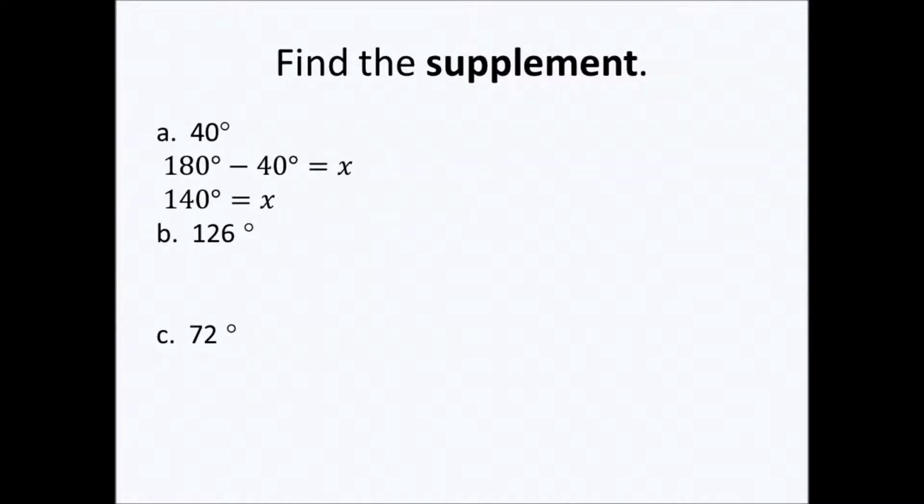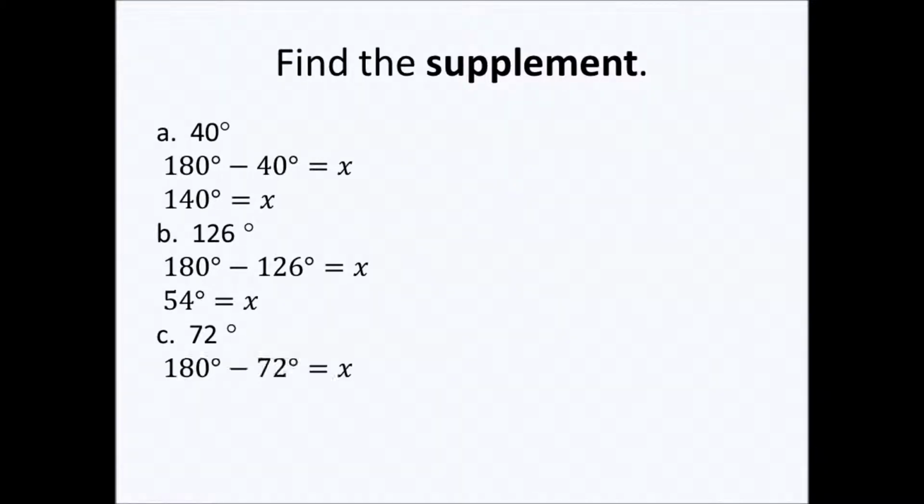To find the supplement of 126 degrees, we would subtract 126 from 180. So 180 minus 126 gives us 54. Therefore, 54 is the supplement of 126 degrees. To find the supplement of 72 degrees, we would subtract 72 from 180. 180 minus 72 gives us 108. So 108 degrees is equal to the supplement of 72 degrees.